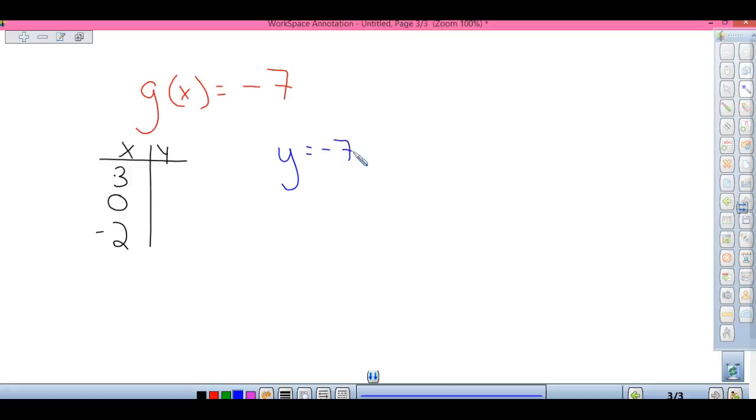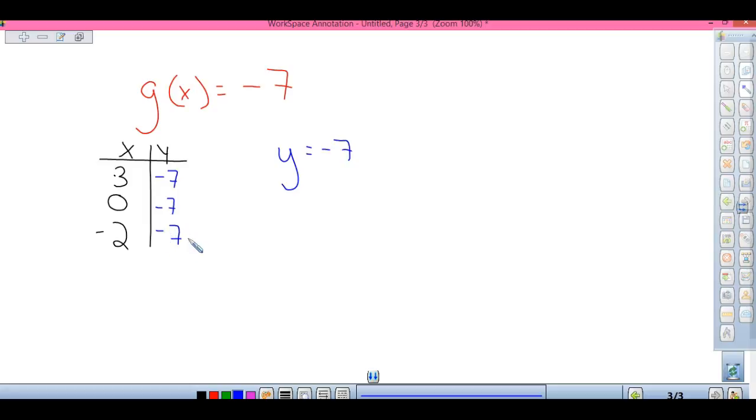If I plug in 3, is there an x to plug in 3 anywhere? No. So what does y equal? Negative 7. If I plug in 0, is there an x to plug in? So what does y equal? Negative 7 again. If I plug in negative 2, is there anywhere to plug it in? So what does y equal?